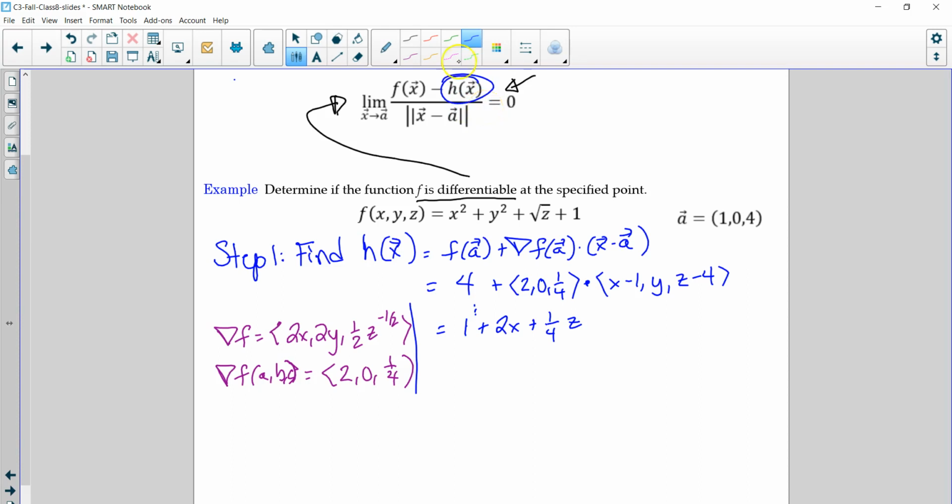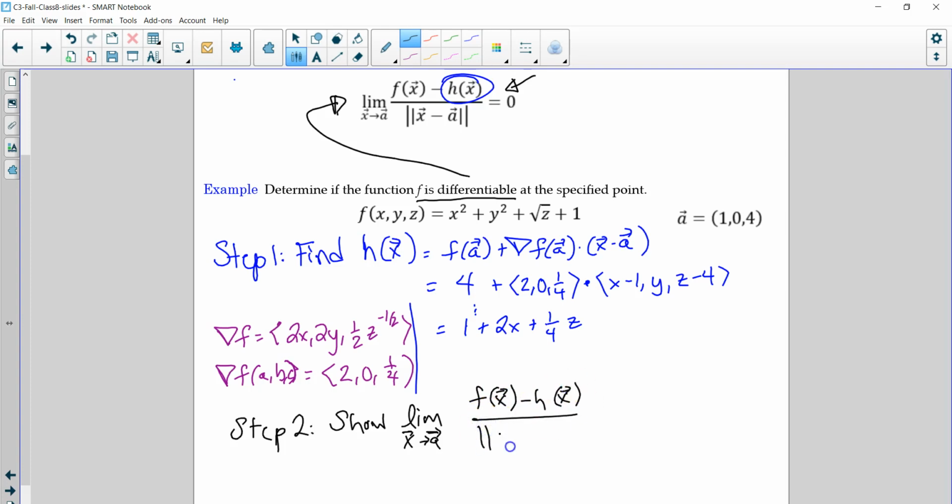Now step 2 would be to show that the limit as x approaches this point of f of vector x minus h of vector x, over the magnitude, or the distance, between vector x and a, is 0.